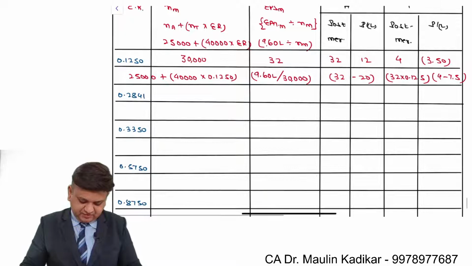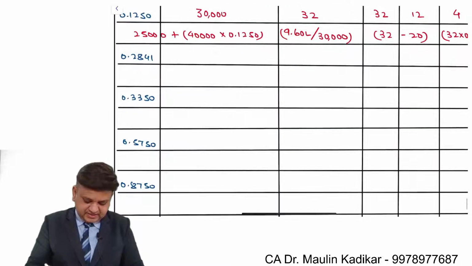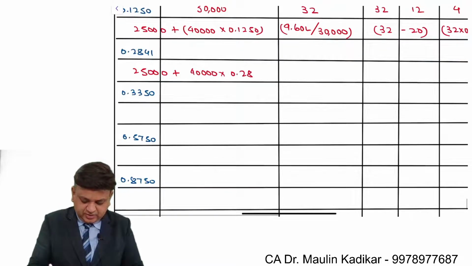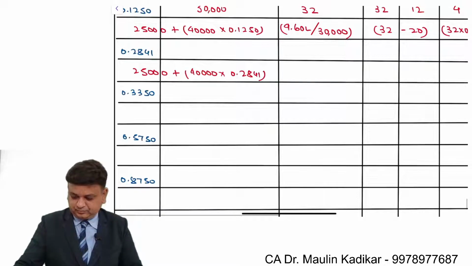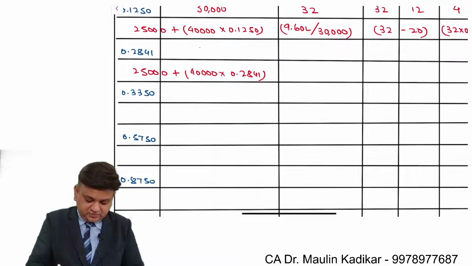Next, when exchange ratio is 0.2841, then in that case, number of shares will be again 25,000 for the acquiring company plus number of shares of the target company into exchange ratio. So 40,000 into 0.2841, so 11,364 plus 25,000, 36,364.